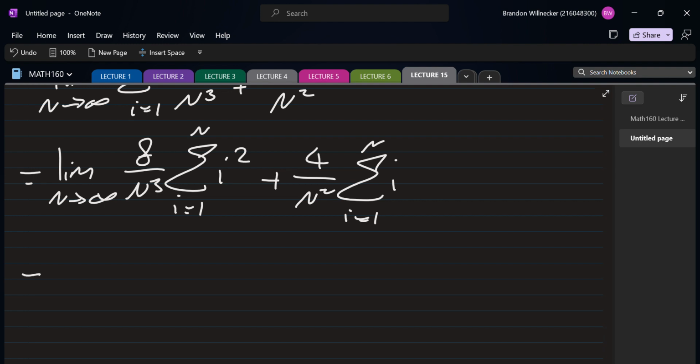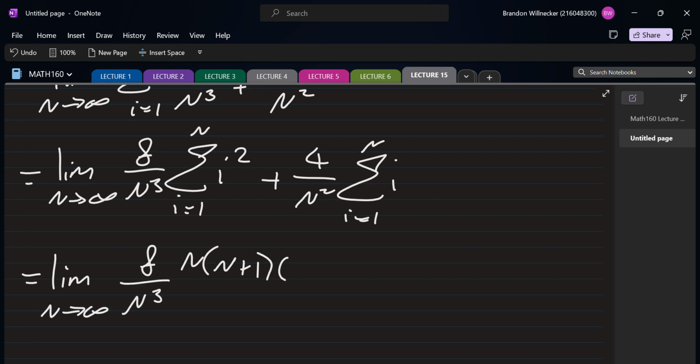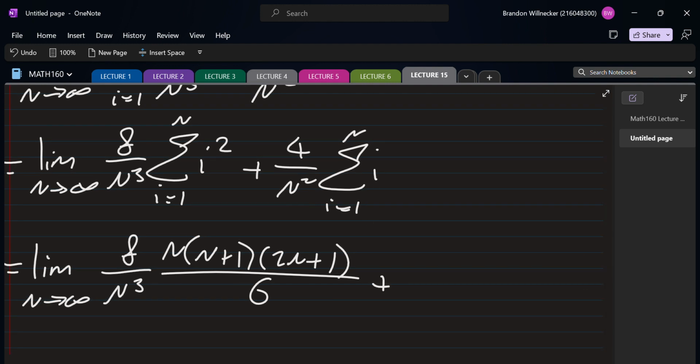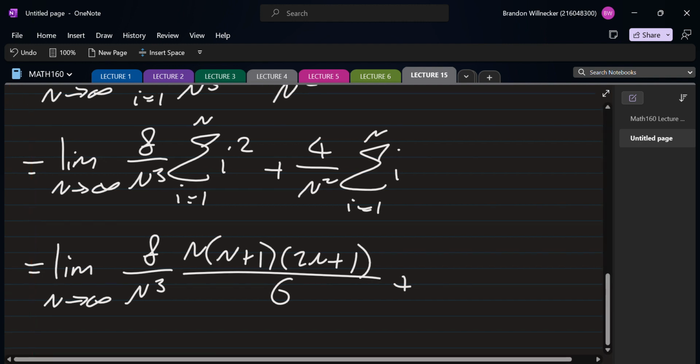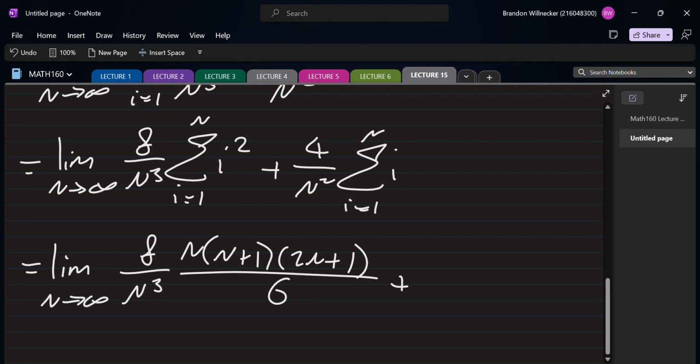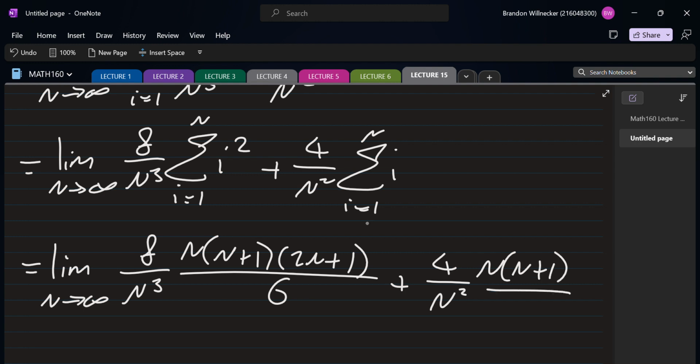So this will be the limit as n goes to infinity, 8 over n cubed, n times n plus 1, 2n plus 1, all over 6. If you don't have this written down with those other ones, please write them so you have those written down somewhere. Especially when you're doing the tutorials, it's nice to have a little reference on the side. Then we have 4 over n squared, the sum of i, n times n plus 1 over 2.